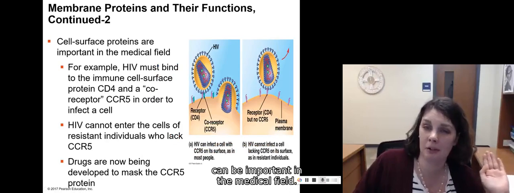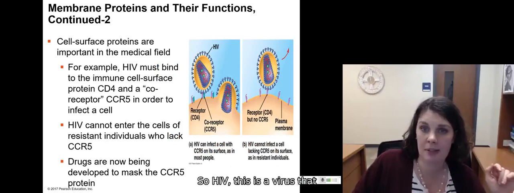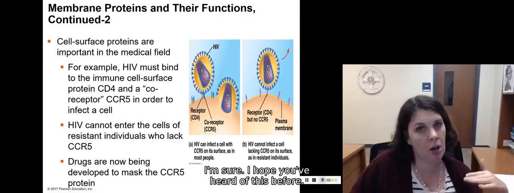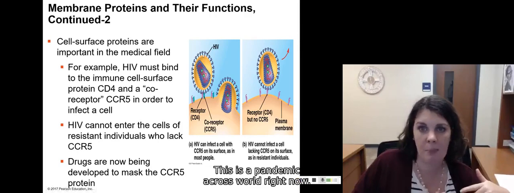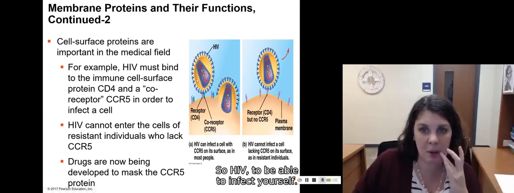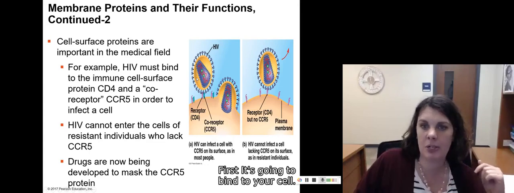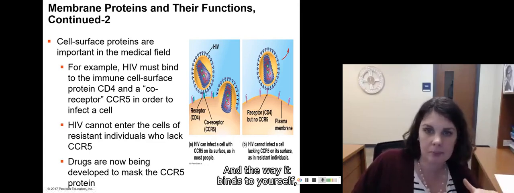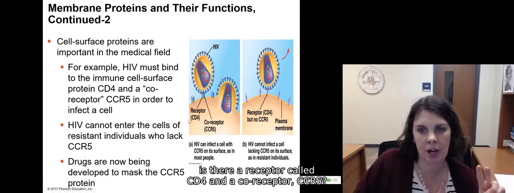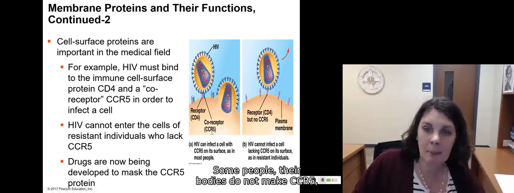Cell surface proteins can be important in the medical field. So HIV, this is a virus that can go on to cause an infection called AIDS. I hope you've heard of this before. This is a pandemic across the world right now. So HIV, to be able to infect your cell, first it's going to bind to your cell. And the way it binds to your cell is through a receptor called CD4 and a co-receptor called CCR5.